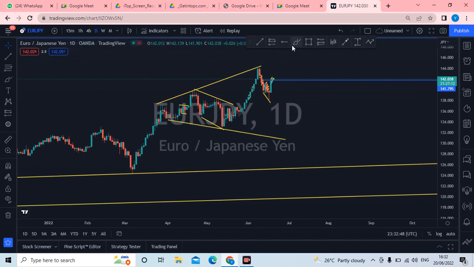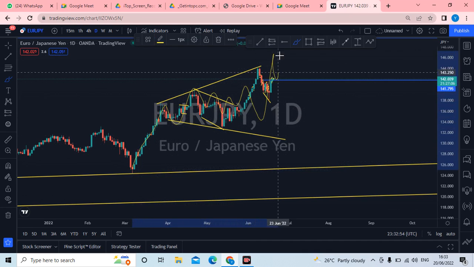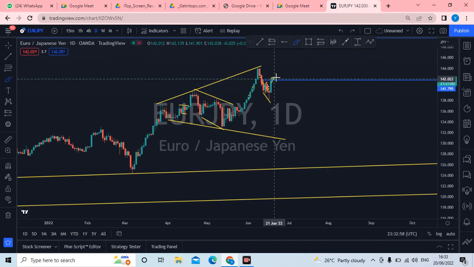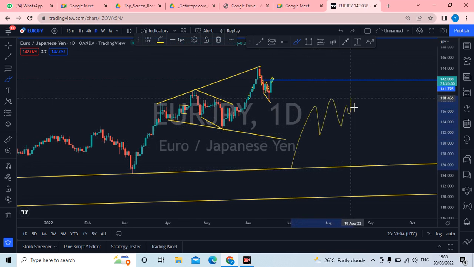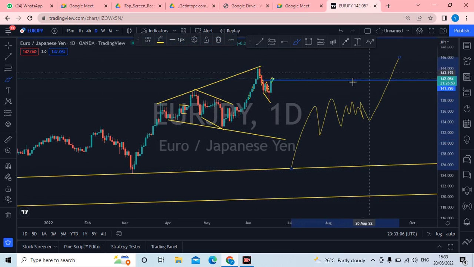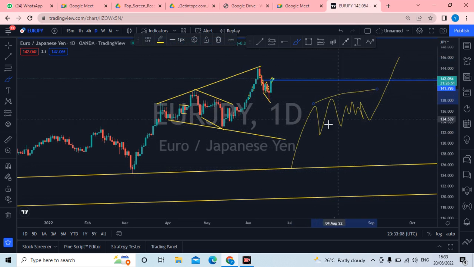We can see here after this huge impulse, price is forming an expanding pattern. Okay, so we know that anytime price impulses like this, it forms a bigger continuation pattern to continue to the uptrend. So we all know that, so we just keep it simple.